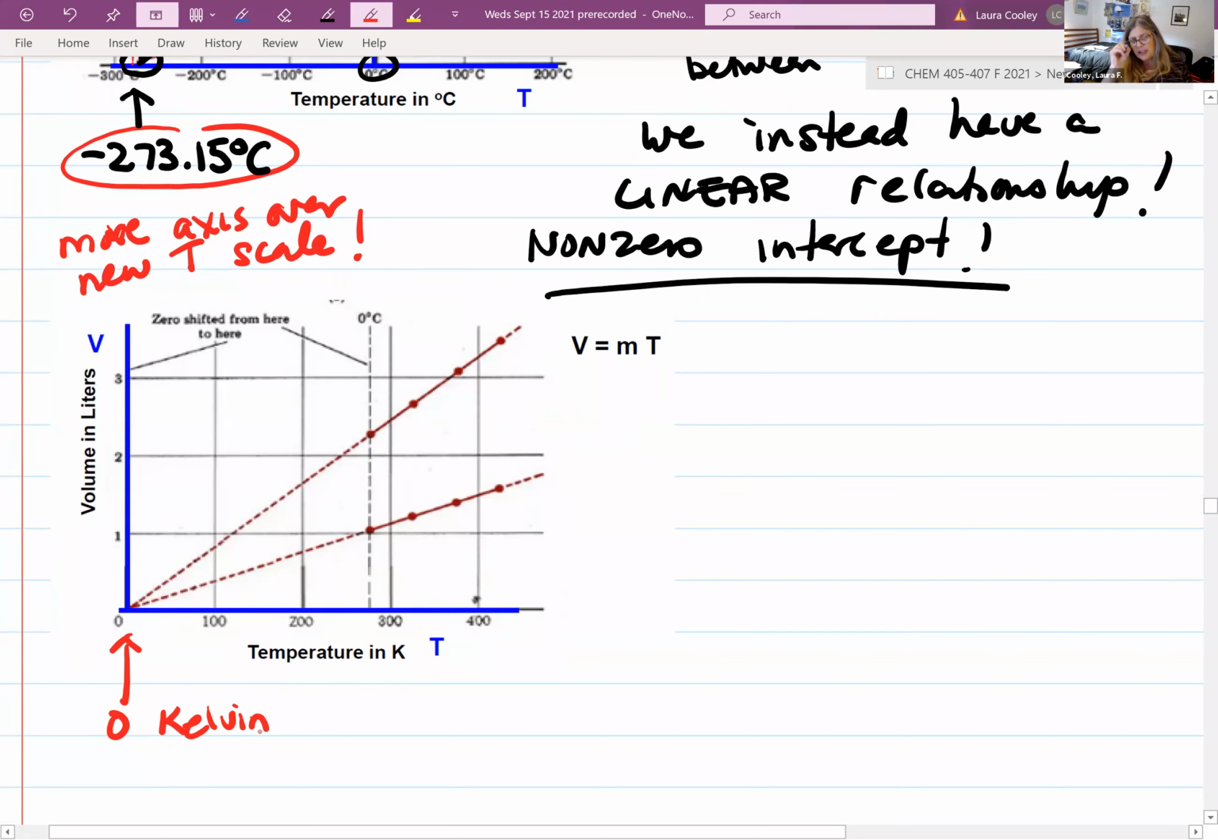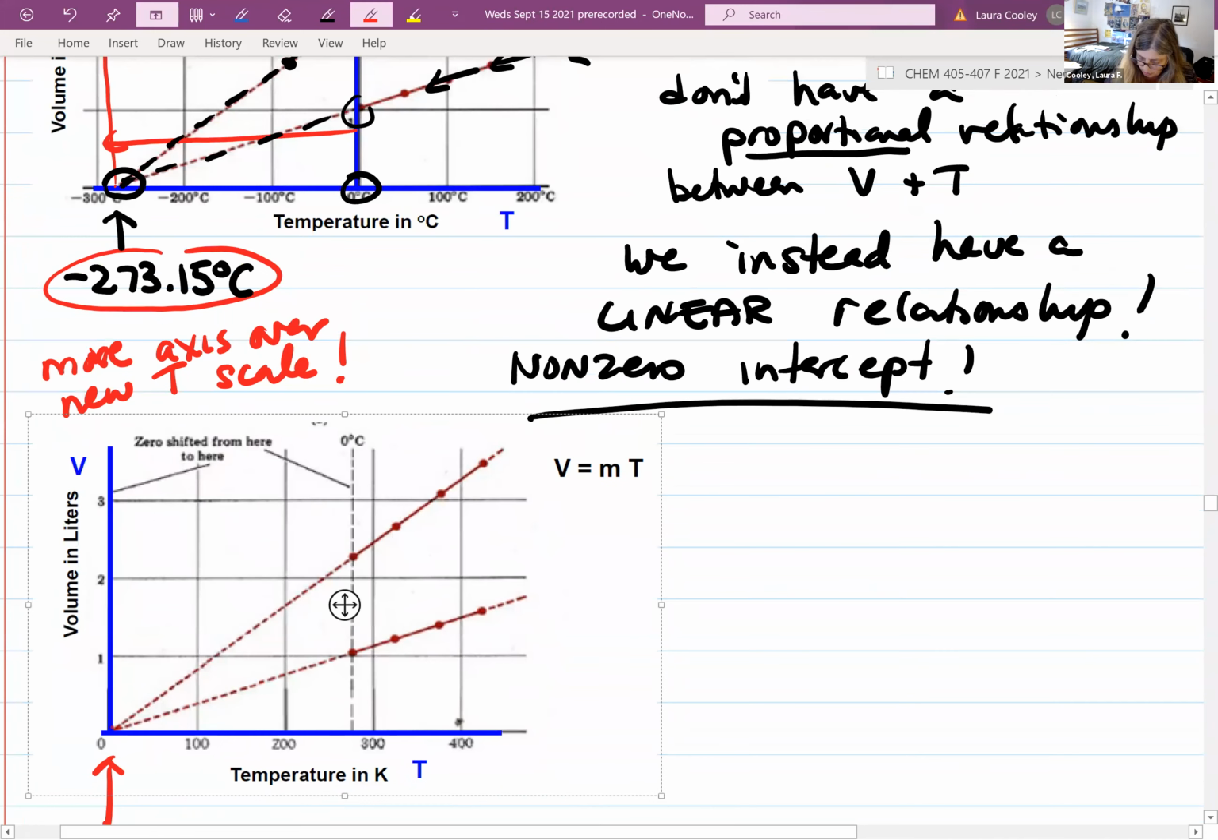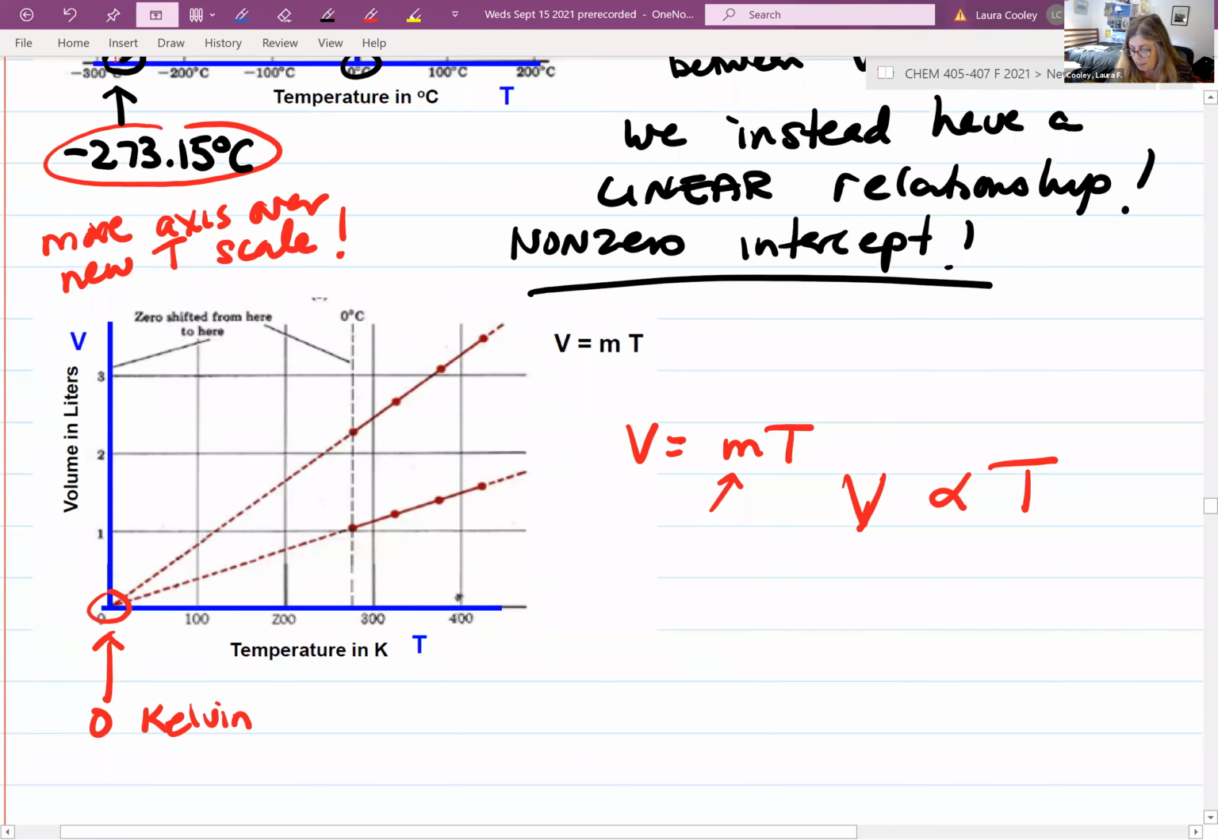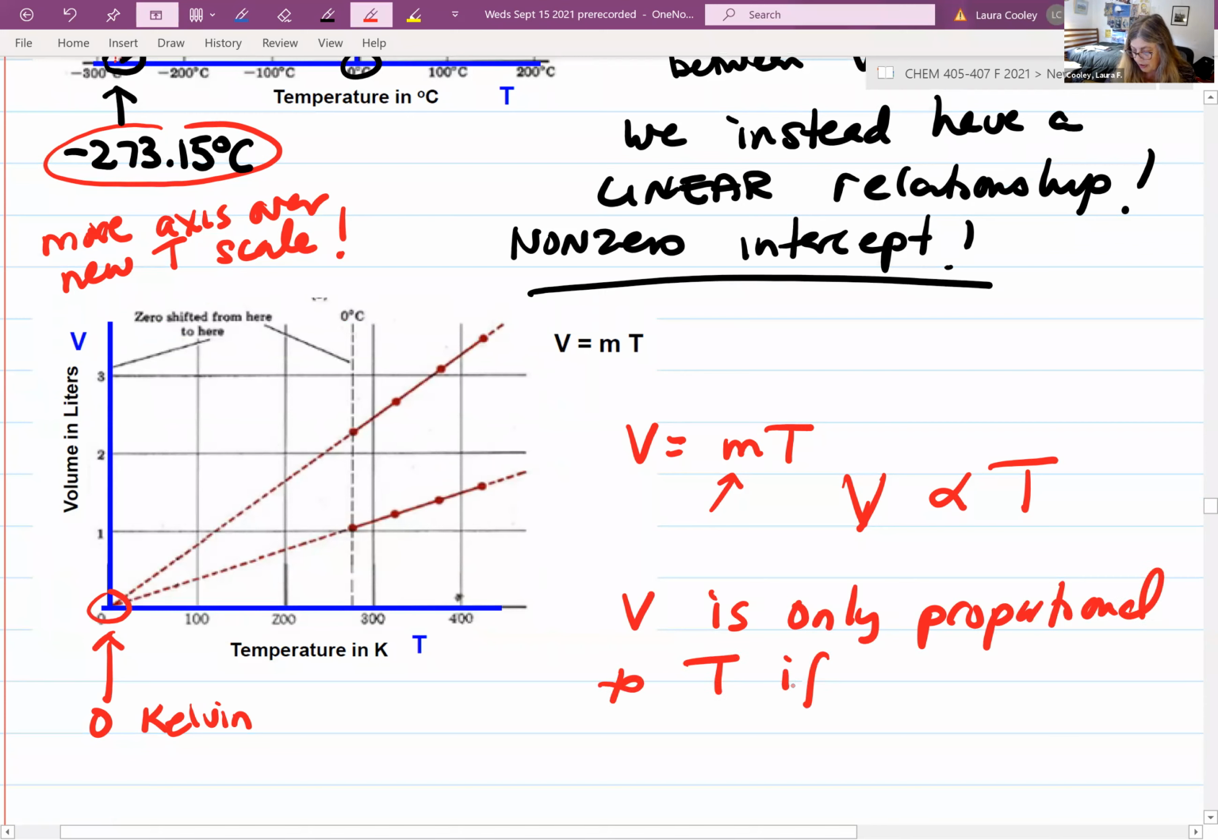By the way, in Kelvin, you don't use the little degree symbol. You just say 0 K, 125 K. Instead of degrees C, we use just the K, but that's a technicality. And now all those lines that coalesced at negative 273 are coalescing here at 0. And the equation here is volume is just a slope times the temperature, which is a proportionality. So my point being is that volume is only proportional to temperature if Kelvin units are used.